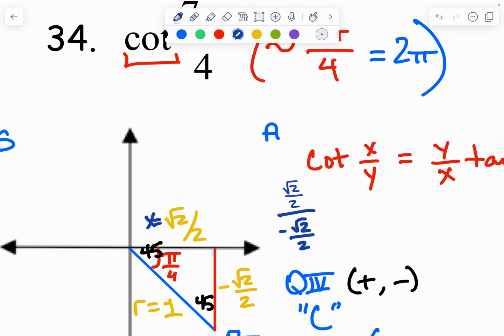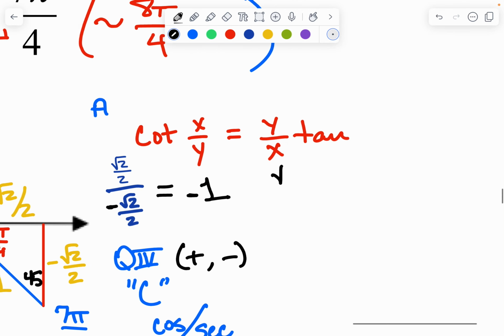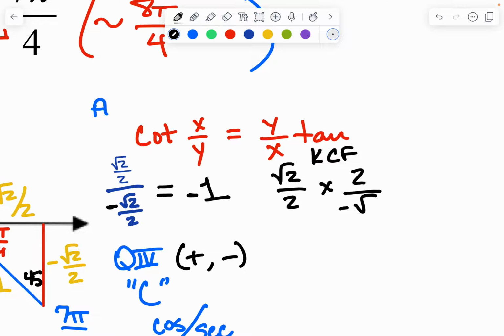So hopefully you recognize pretty quickly that any number divided by itself is 1, and then if one of them is negative, it's negative. But if you needed to, you could go ahead and keep change flip. So you would multiply, and you'd flip the second. And if you multiplied this out, you could see these 2's cancel, and so you end up with square root of 2 over negative square root of 2, and they actually cancel too, and it just leaves you with negative 1. So our solution here is negative 1.